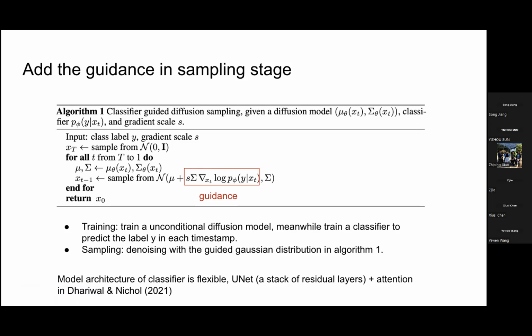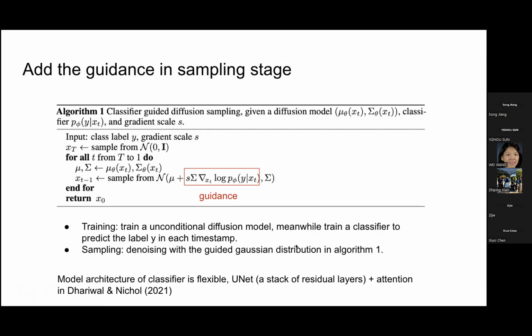And actually, the model architecture of the classifier is pretty flexible. Because we are just trying to predict the image label, right? So whatever model architecture you use is flexible. In this paper, they use a similar architecture to the diffusion part, the UNet with some attention.